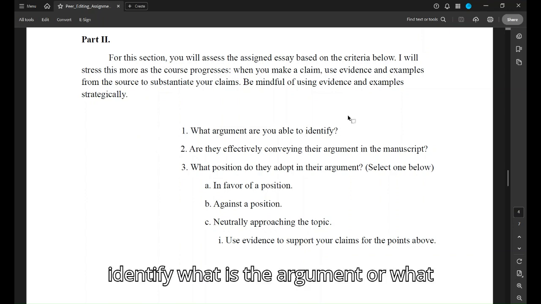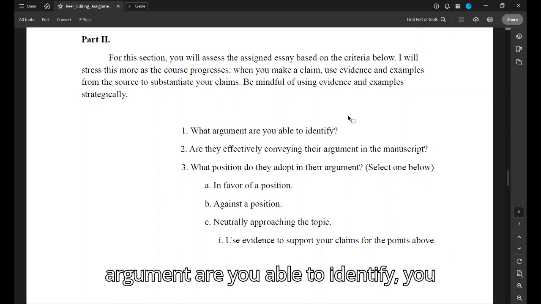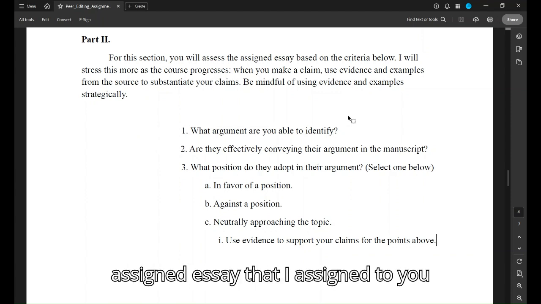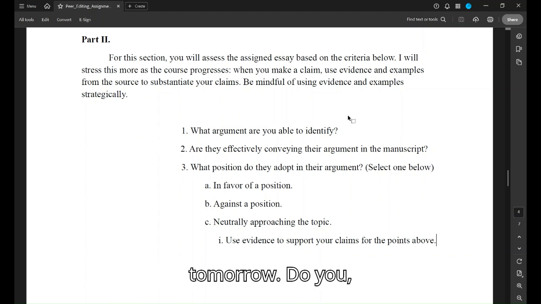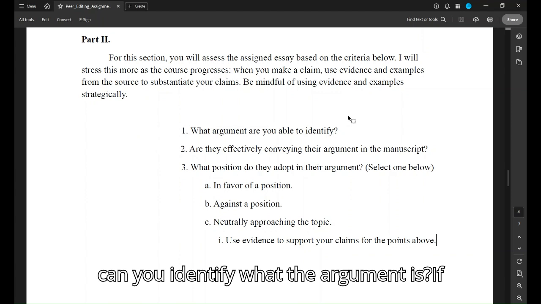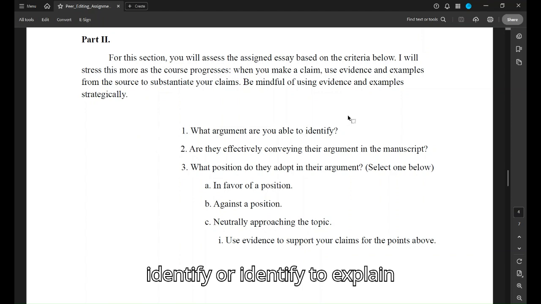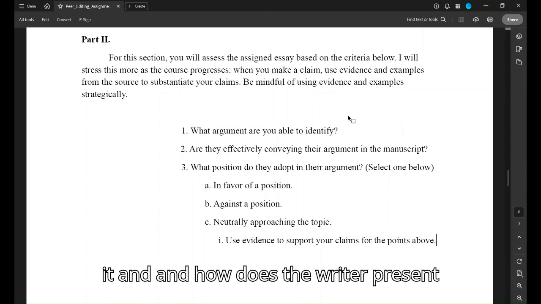Okay, so then what you're going to do is identify what argument you are able to identify. Does the person's or the assigned essay that I assign to you tomorrow, can you identify what the argument is? If you can, explain it, identify it, or identify to explain it, and how does the writer present it?